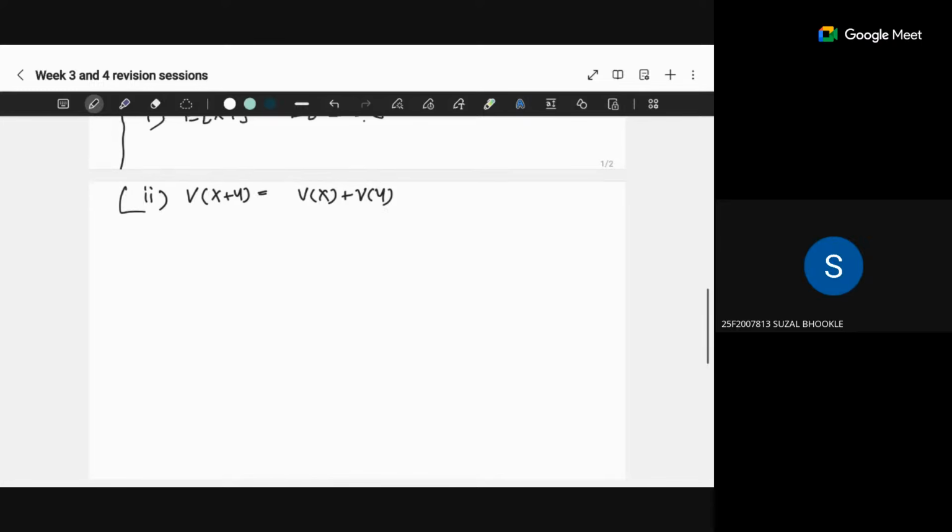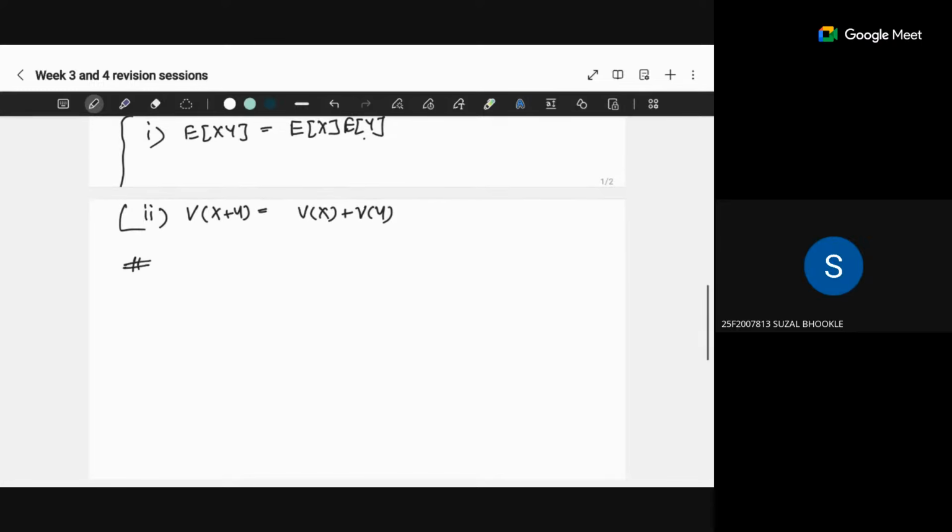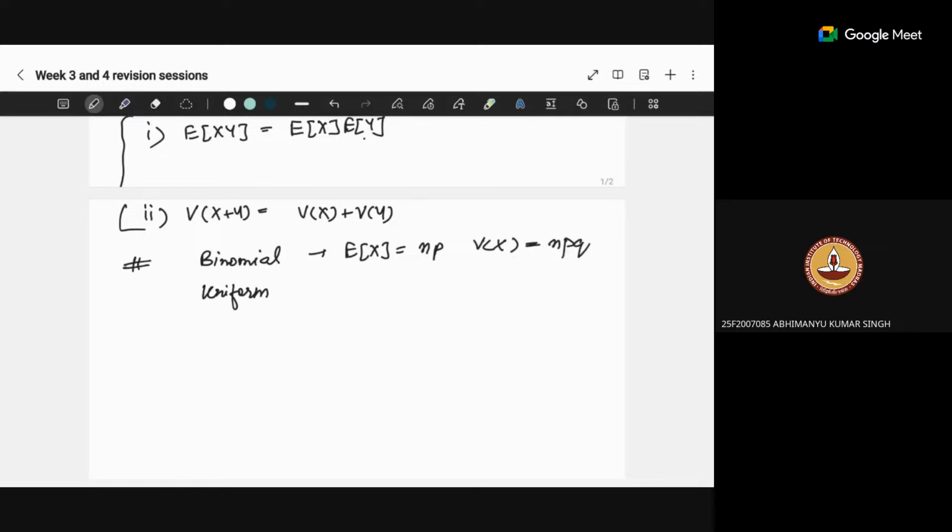So there are some distributions and their expectations. For the binomial case, what is my expected value? NP, and variance will be NP(1 minus P), that is NPQ, where Q is equal to 1 minus P. Correct. Then we have uniform.